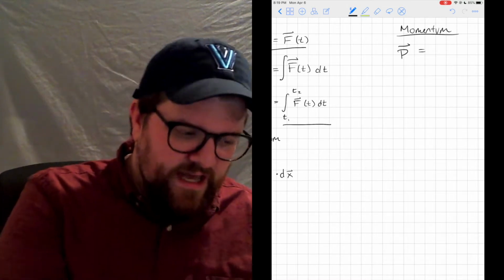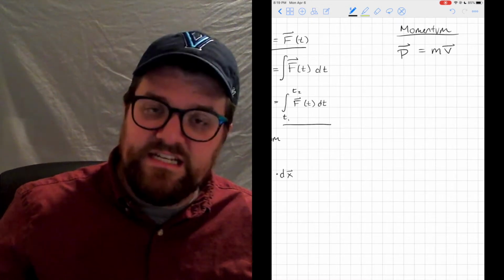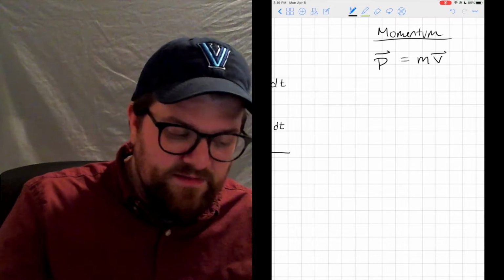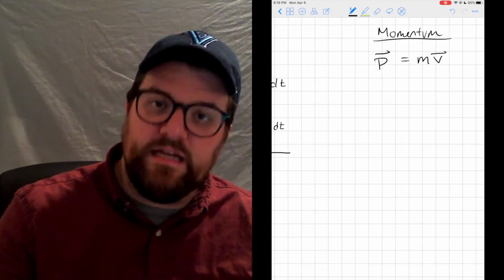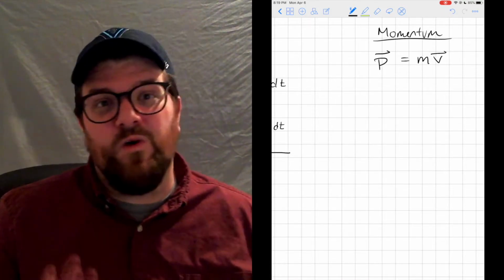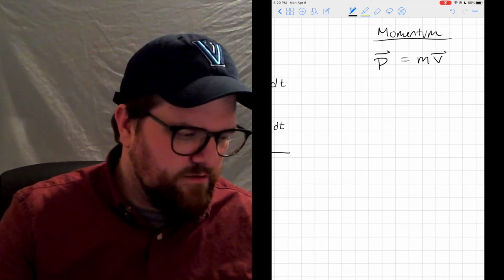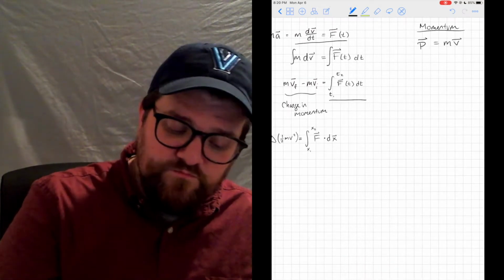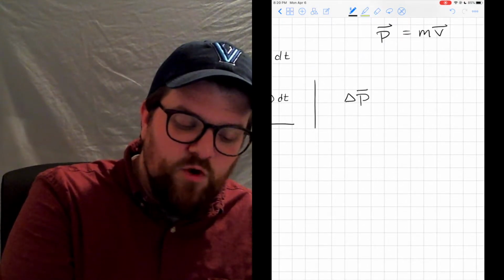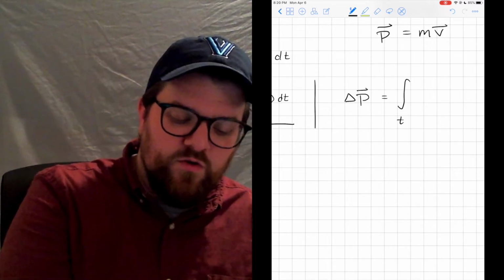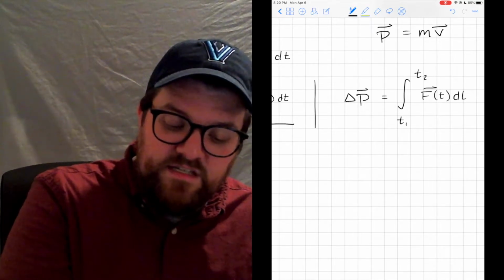It is a vector, and it's equal to m times the velocity v. So this is a vector. That's really key here. Momentum is a vector, and it's a measurement of mass and movement, much like kinetic energy, but kinetic energy was a scalar. This is a vector quantity. So what we're saying with this equation that we came up with last time is that our change in momentum is equal to this integral from t1 to t2 of F of t times dt.